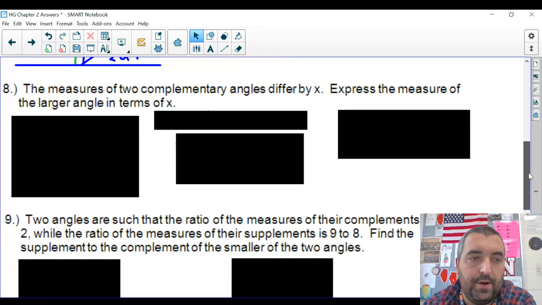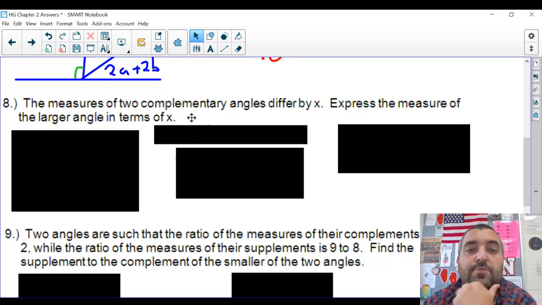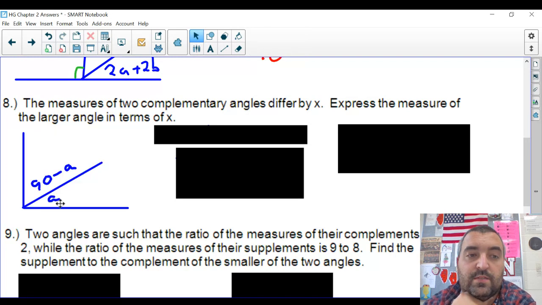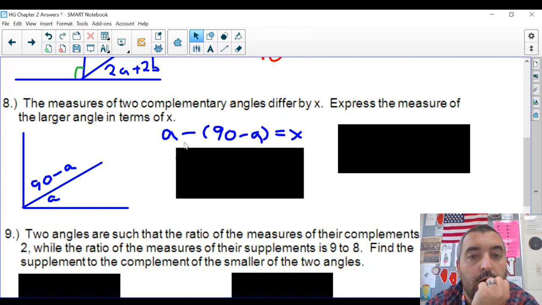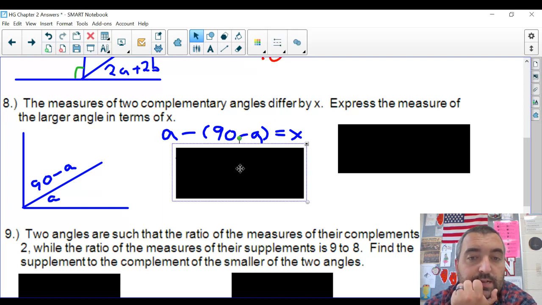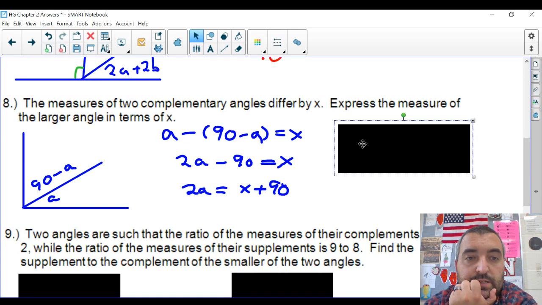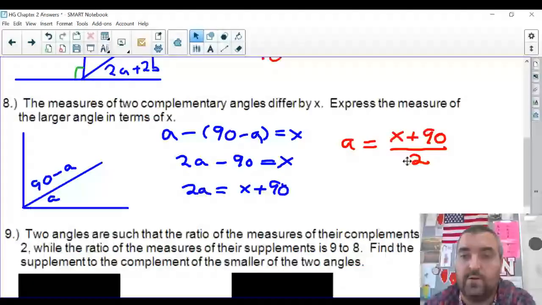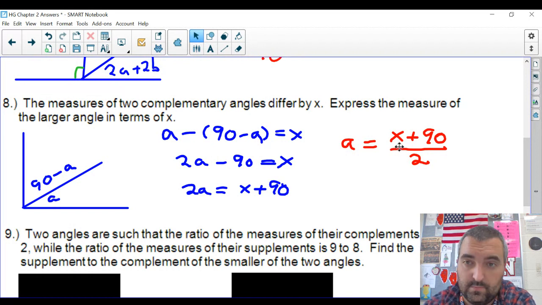All right, number 8. The measures of two complementary angles differ by x. Express the measure of the larger angle in terms of x. So once again, here's a picture. So here we have a minus the complement equals x. We solve this, and we are doing it just in terms of x, so our answer will still have x in it. So add 90, divide everything by 2, and there you go. You could have also written it as x over 2 plus 45, but this is also fine.